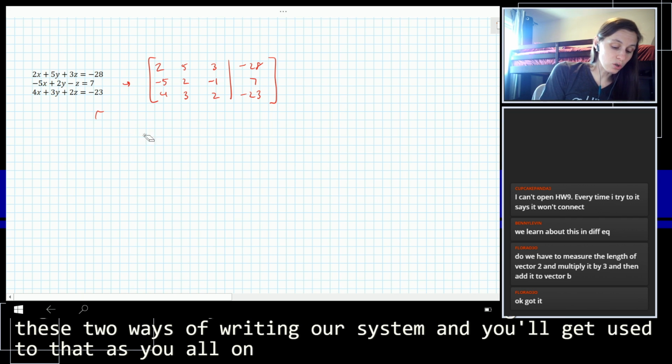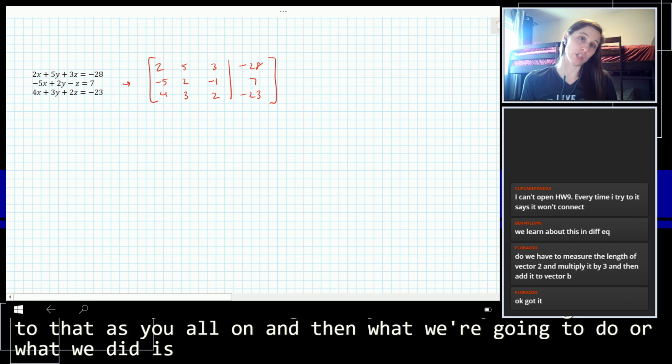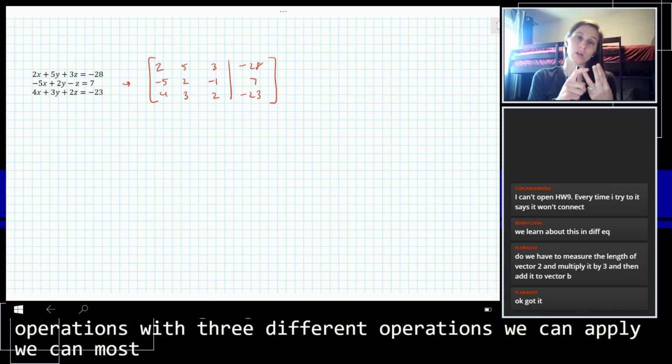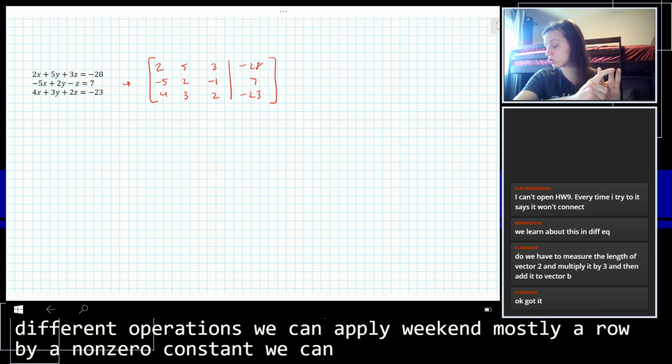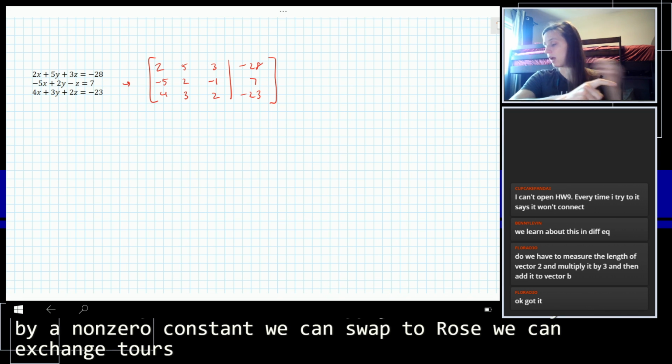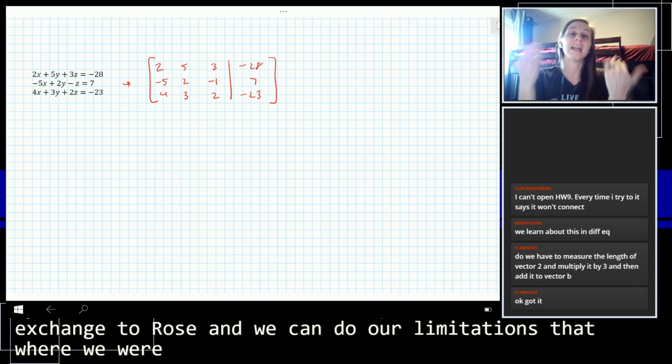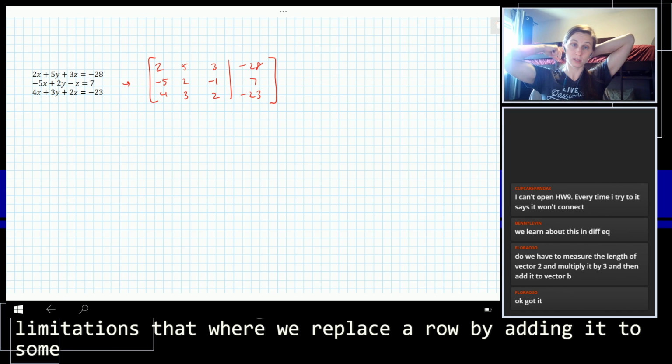And then what we did is we did row operations. So there's three different row operations we can apply. We can multiply a row by a non-zero constant, we can swap two rows, so we can exchange two rows, and we can do our elimination step, where we replace a row by adding it to some other row.